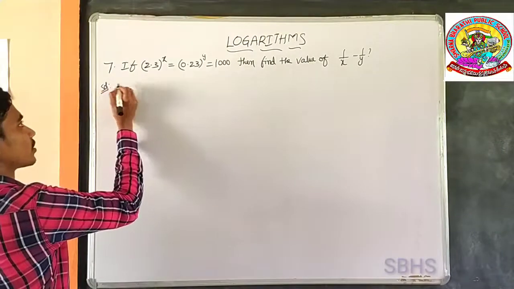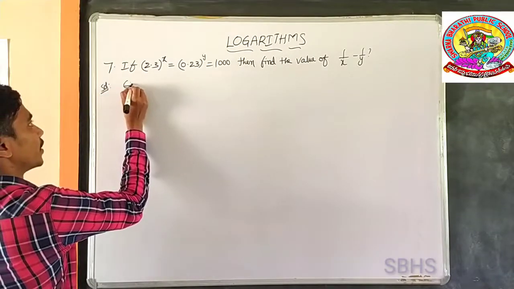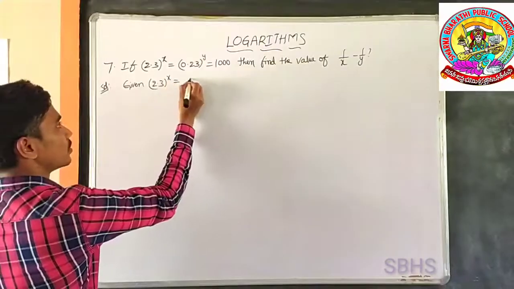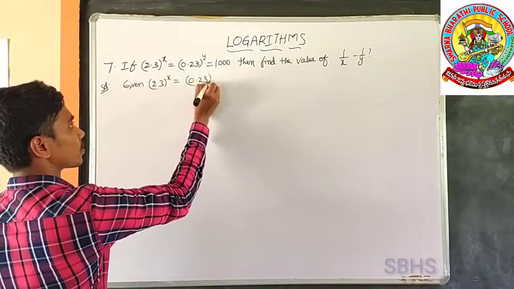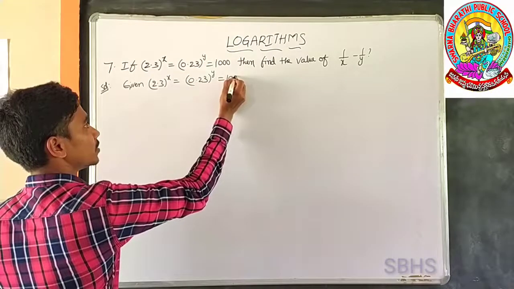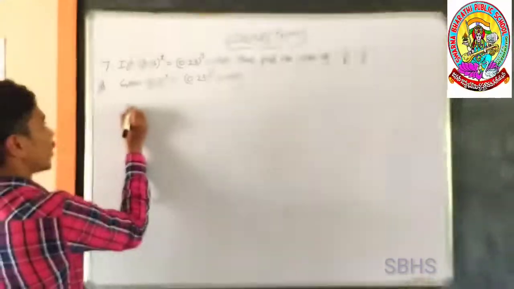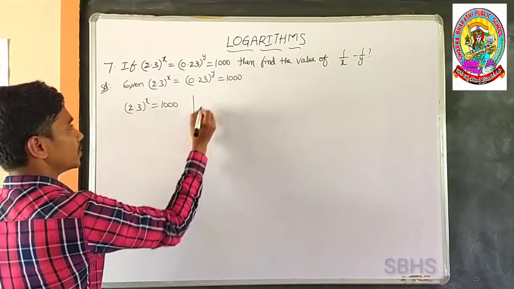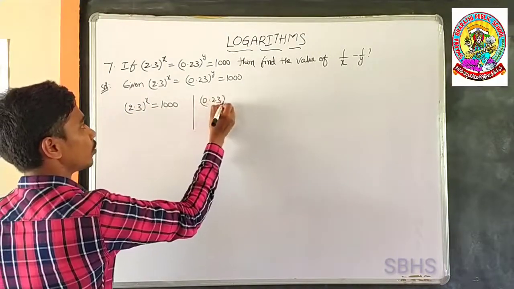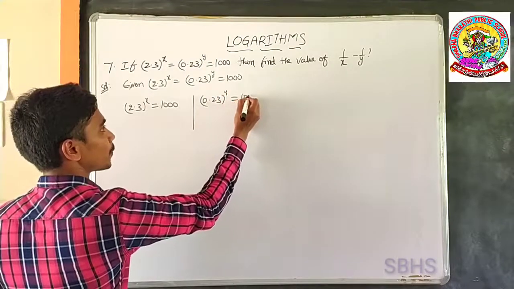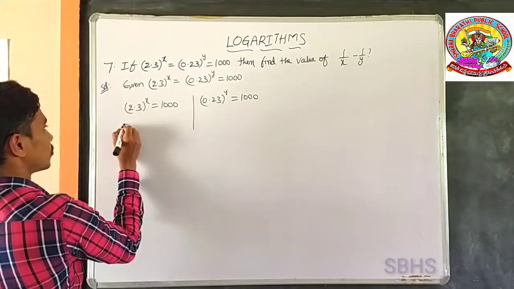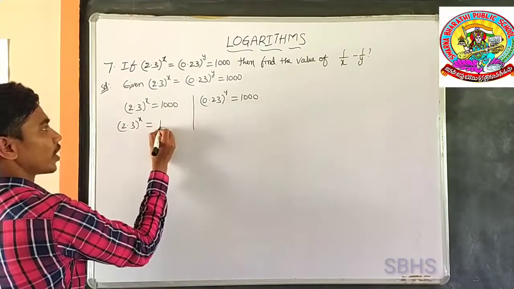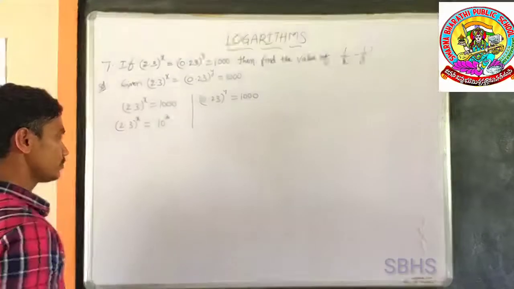Now solution. What is the given? Given 2.3 to the power of x is equal to 0.23 to the power of y is equal to 1000, which means 2.3 to the power of x is equal to 1000 and 0.23 to the power of y is equal to 1000. Here 2.3 to the power of x is equal to 1000 can be expressed in the form of 10 to the power of 3.